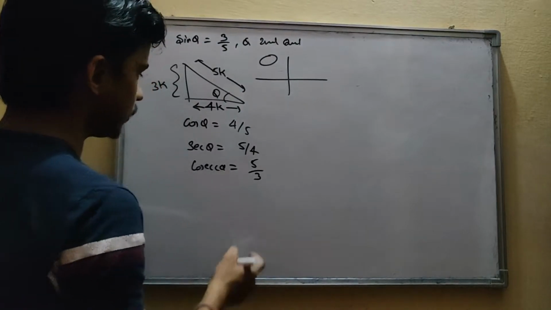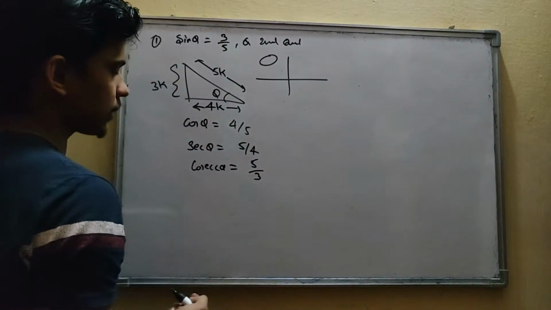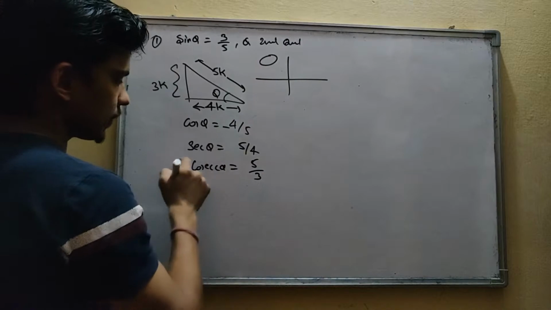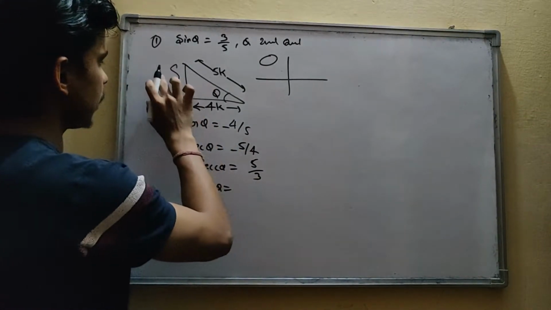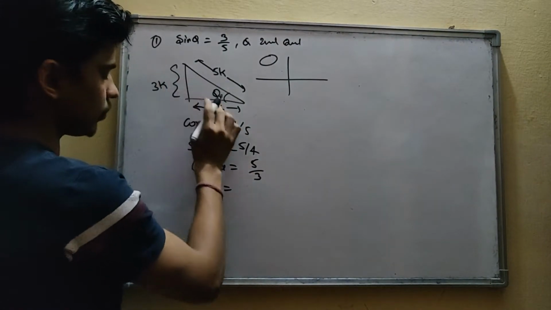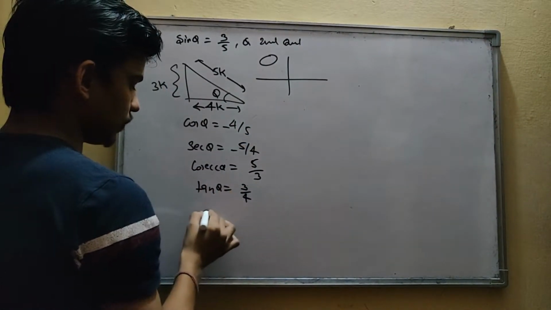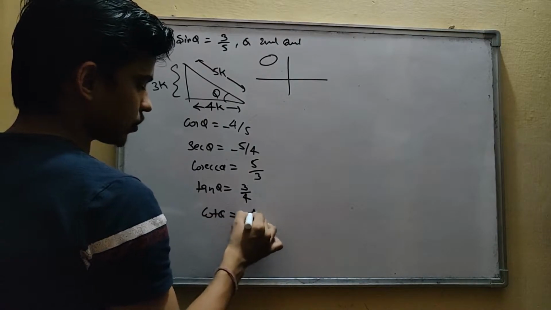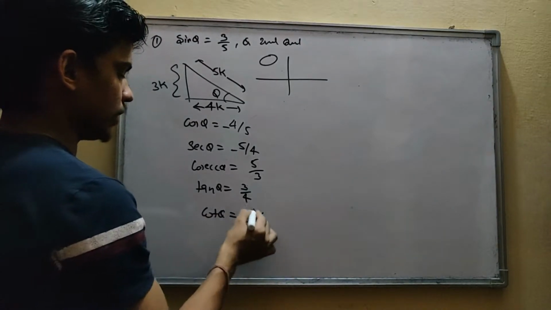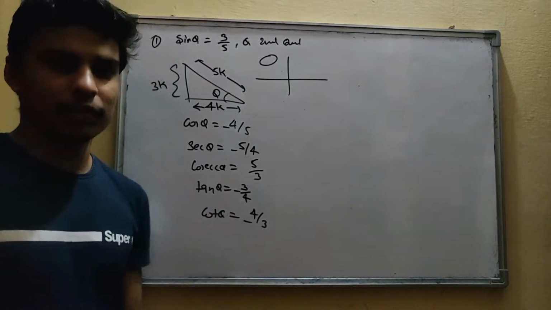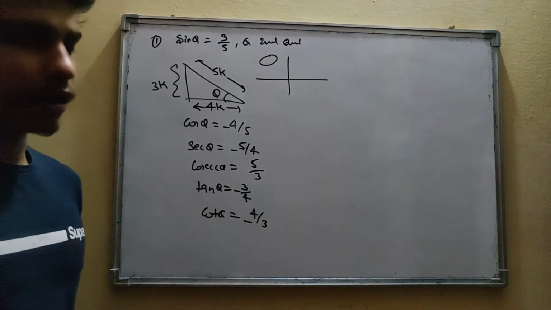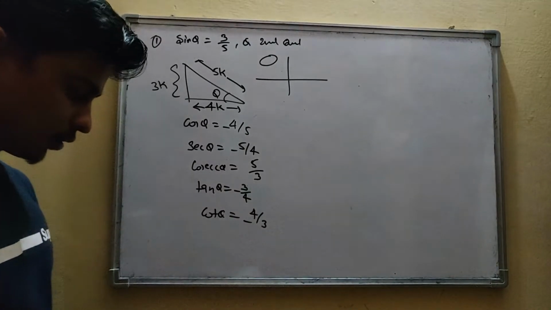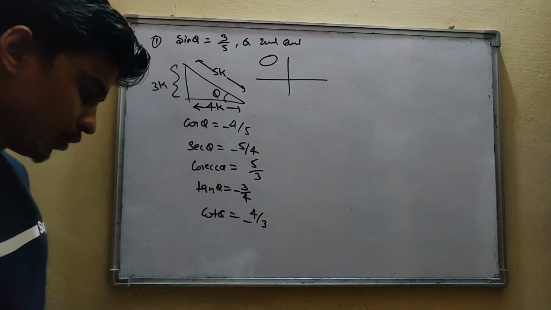And as theta is in the second quadrant, cos theta is going to be negative, sec theta is going to be negative, and tan theta, what is tan theta? Tan theta is perpendicular upon base, so this is going to be 3 upon 4, and cot theta is the reciprocal of tan theta, that is why it is 4 by 3, with minus and minus. So this is how you can get all other trigonometric functions. We have already done these types of questions, so that's the level-up of questions. So how can you do this?